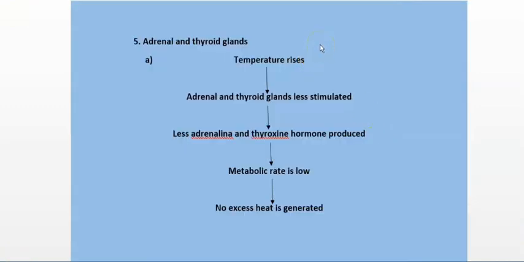Okay, now we look at the adrenal and thyroid glands and how they control our body temperature. When the temperature rises, the adrenal and thyroid glands are less stimulated. So less adrenaline and thyroxine hormone will be produced. This will lower the metabolic rate and less heat will be generated.